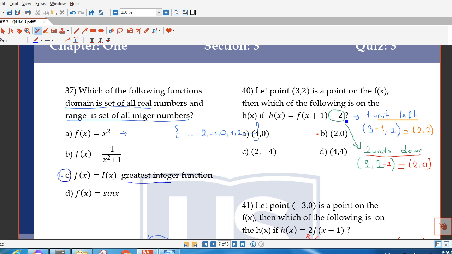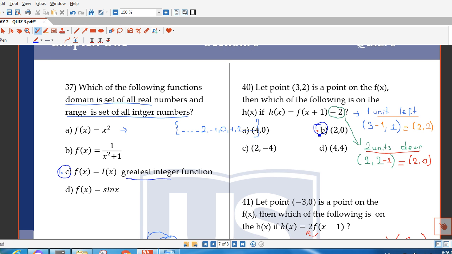The next transformation, the next operation, is a shift 2 units down. It is a vertical shift. A vertical shift affects the y coordinate of the point, so don't touch the x. And since it is 2 units down, we should subtract 2 from the y coordinate. So (2, 0) is going to be the answer.